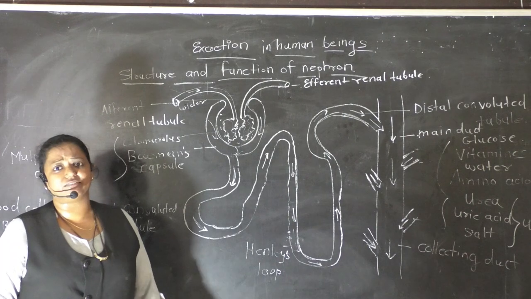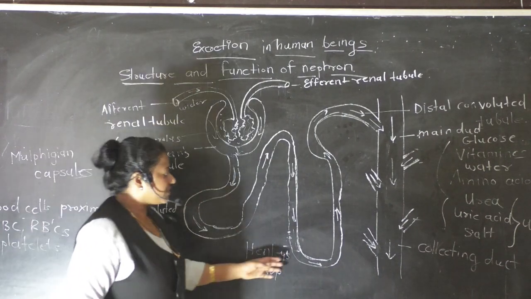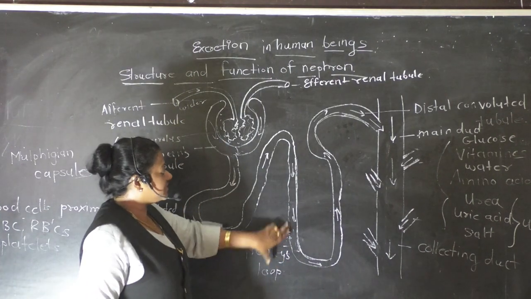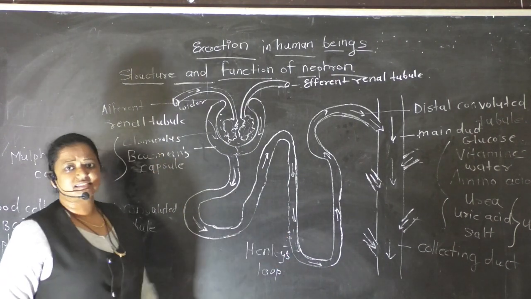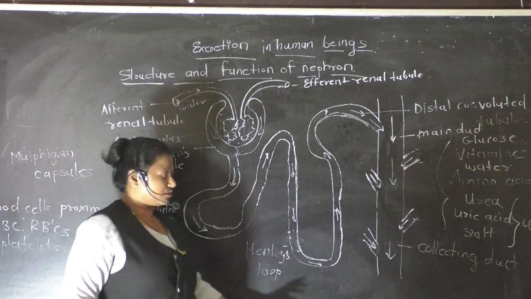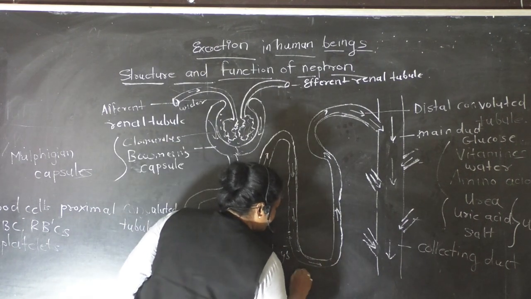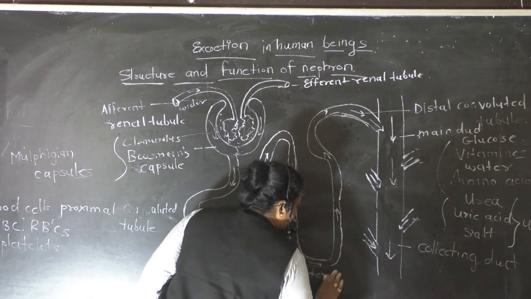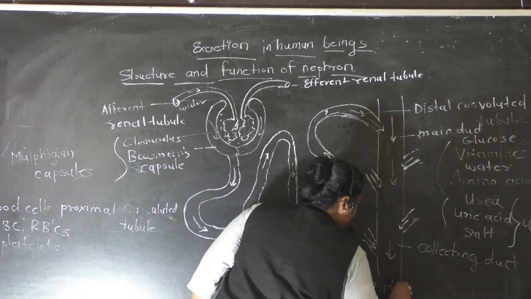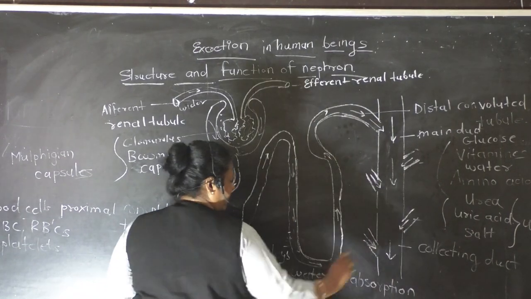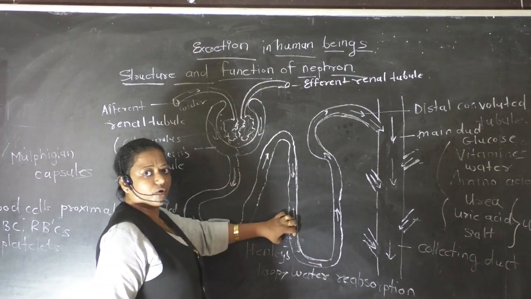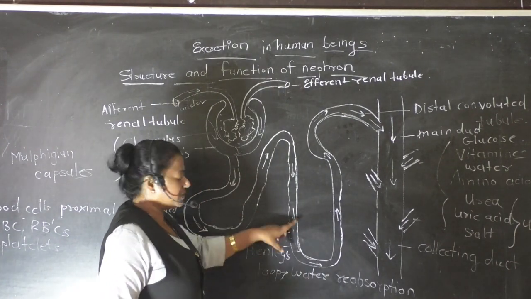Otherwise we would have to go frequently for urination, but we are not going because excess water is getting absorbed by the wall of this Henle's tubule. So this is called the regulation process or water reabsorption process. So here in Henle's tube, water reabsorption takes place. Excess water is getting absorbed by the walls of the Henle's loop.